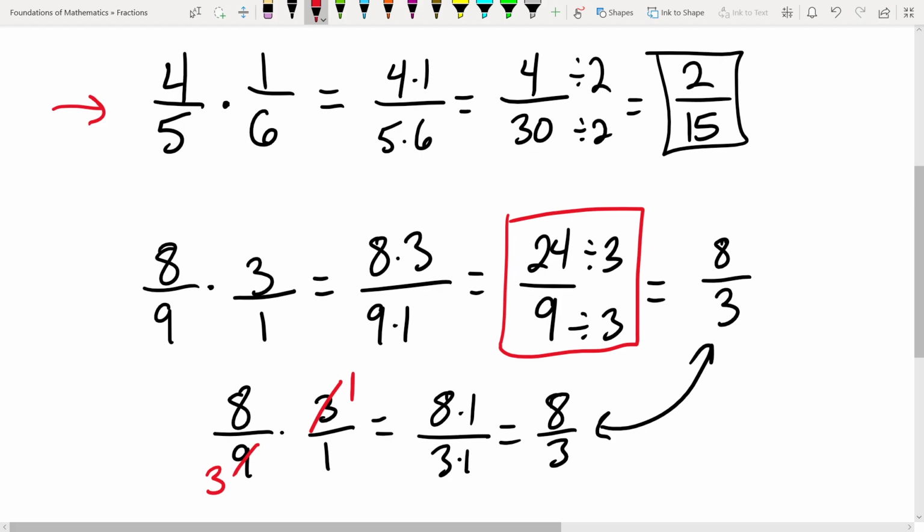For this top one here, we could have divided 6 by 2 and gotten 3, and divided 4 by 2 to get 2. That's how cross-canceling works. This, of course, is the exact same thing as this step here. So if you're getting confused by that, just divide in the end. That'll work out just fine.